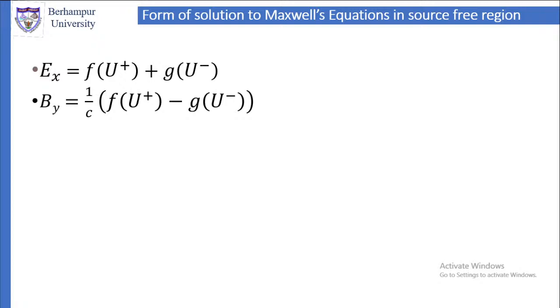U plus is equal to Z plus Ct, so that gives you a backward propagating wave, which is a wave coming towards the source or sink. Since it is coming towards the source, we call it the sink. The wave which is coming towards the source is called the backward propagating wave. The wave that is going away from the source is called the forward propagating wave. So Ex contains a forward propagating wave and a backward propagating wave.